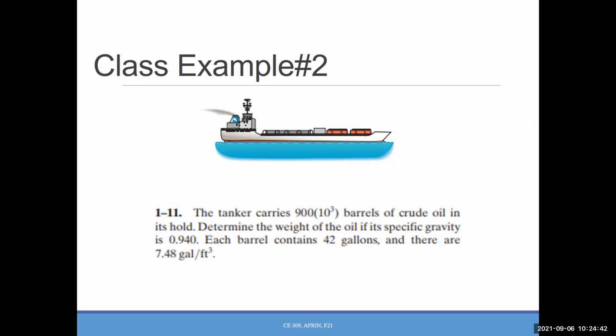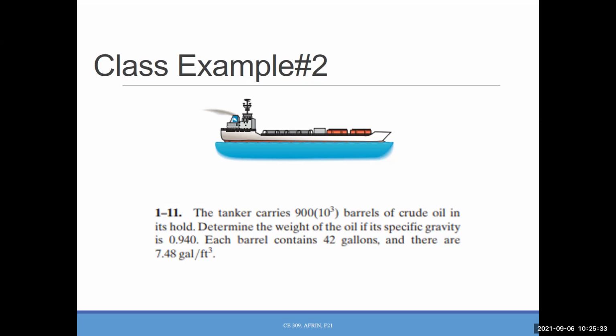Okay, so each barrel contains 42 gallons. So I will write down the number of gallons. We have that number of barrels and each one contains 42. So what will be the total number? 42 multiplied with that one, right? What else do we know? We also know, or they already gave you, how to connect the gallon into cubic feet. Okay, so we said that 1 cubic foot equals 7.48 gallons. So those are the given values.